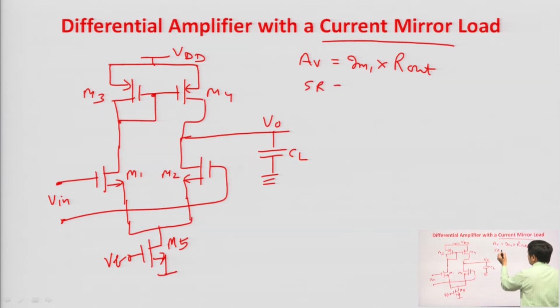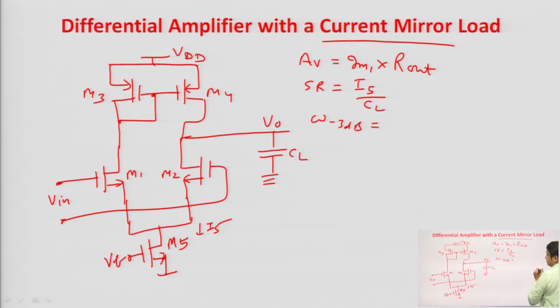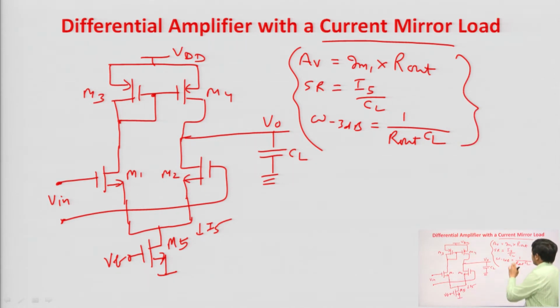Slew rate will be equal to the current flowing through the M5 transistor, I5, upon the load capacitance CL. The minus 3 dB frequency will be equal to 1 upon R out into CL. So, these are the design equations. The voltage gain equation and the minus 3 dB frequency equation we can derive by doing the small signal analysis. Slew rate is related to the large signal analysis.